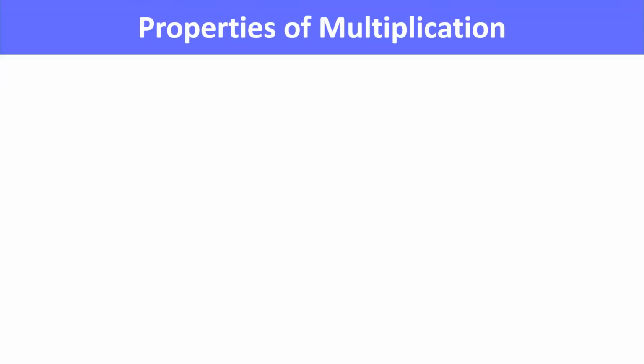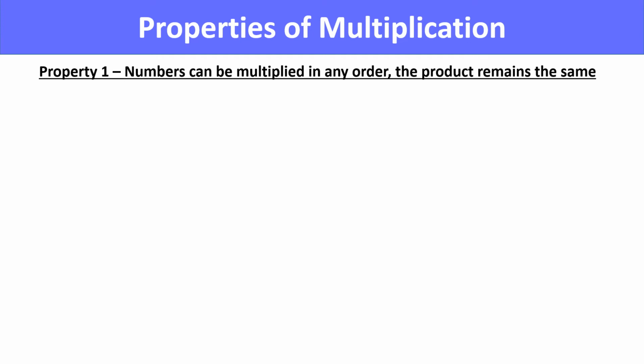Children, there are some properties of multiplication. As we have properties in addition, we had properties in subtraction, the same way we are having properties of multiplication. So the first property of multiplication says numbers can be multiplied in any order. The product remains the same. I repeat, numbers can be multiplied in any order. The product remains the same.